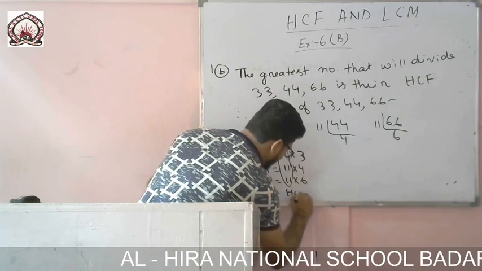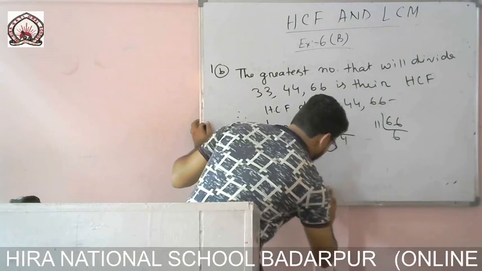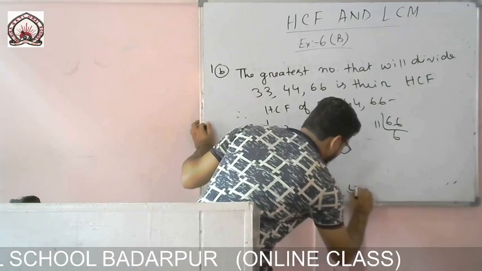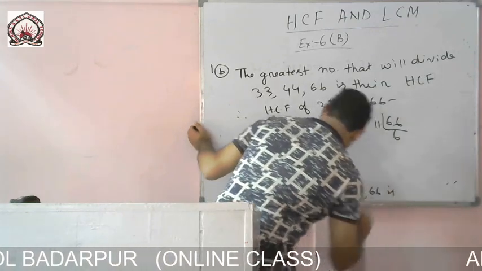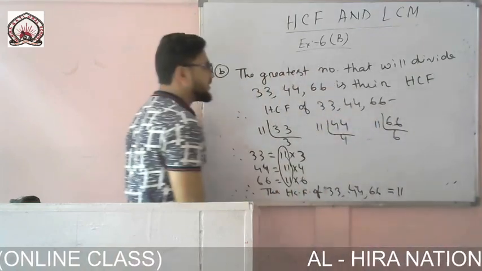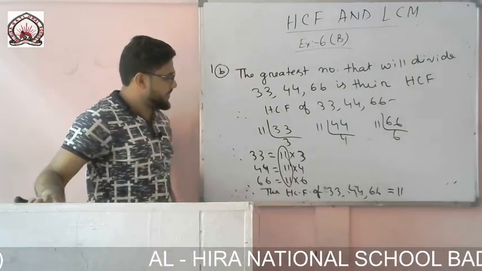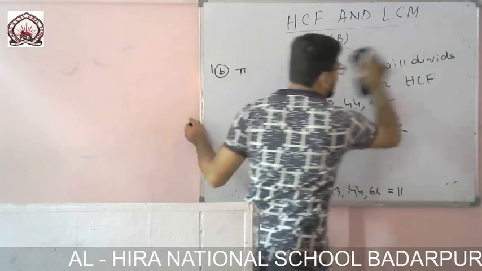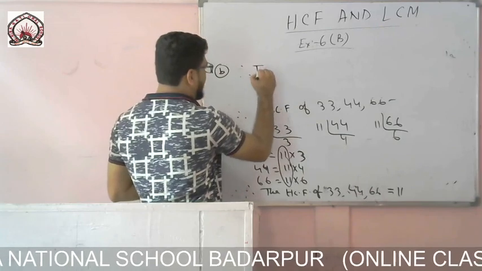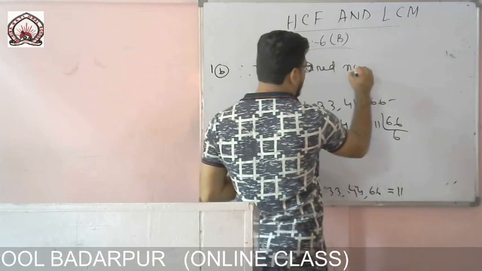So write. Therefore the HCF of 33, 44, 66 equals 11. Okay. So find the greatest number. Now write. Therefore the required number equals 11.